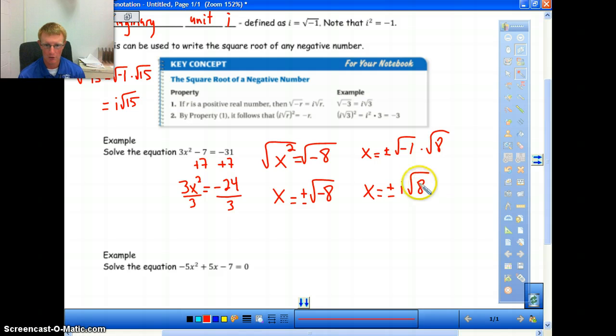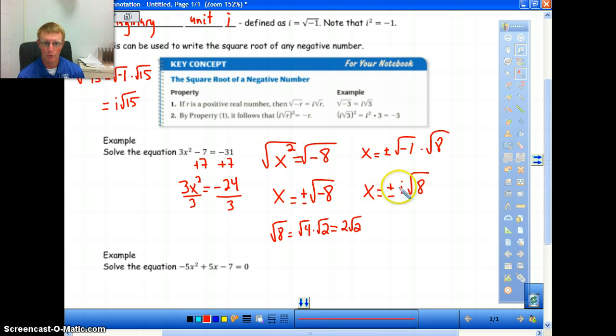So this right here, the square root of 8, I'm going to move down a little bit here. The square root of 8 can be written as the square root of 4 times the square root of 2. And if you notice, you know what the square root of 4 is. The square root of 4 is 2. So that is actually equal to 2 root 2.